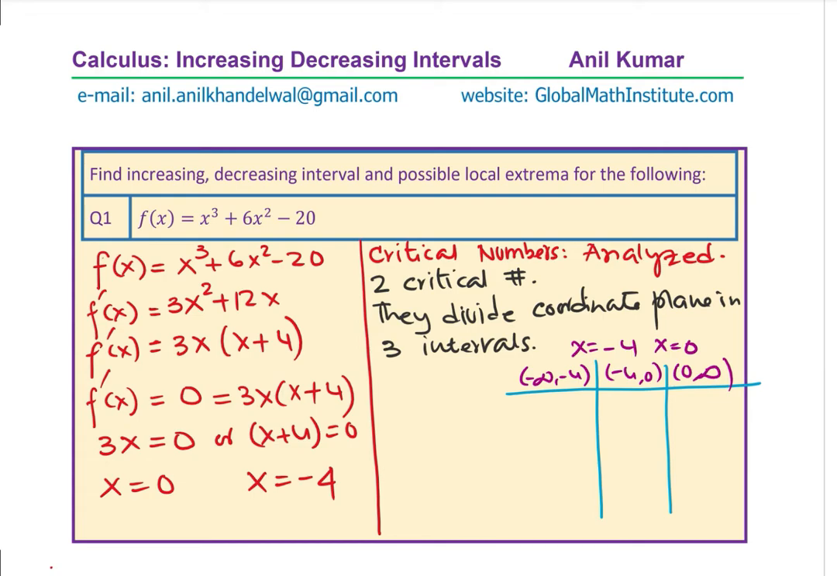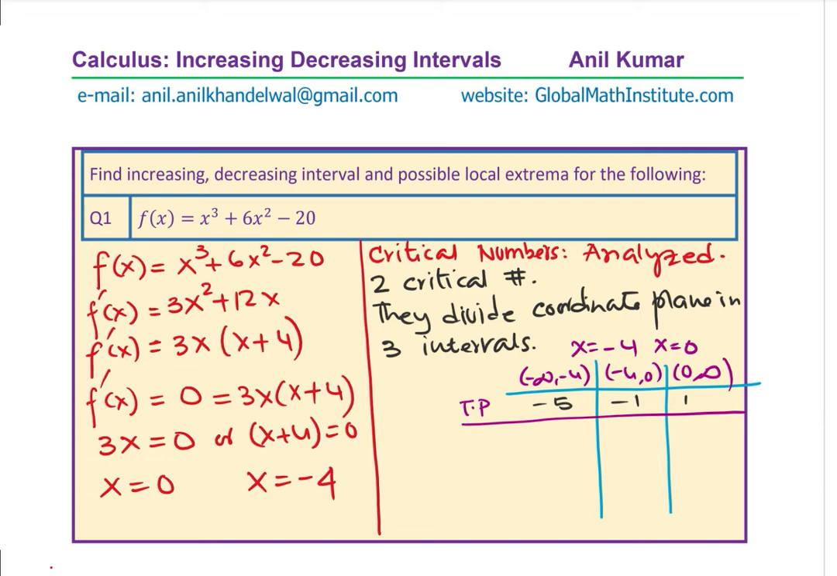We can take test points in these intervals. You have done this interval table earlier in functions, right? We'll apply the same concept. Now the test point on the left side of minus 4 could be minus 5. In between minus 4 and 0 could be, let us say, minus 1. And beyond 0 could be 1.